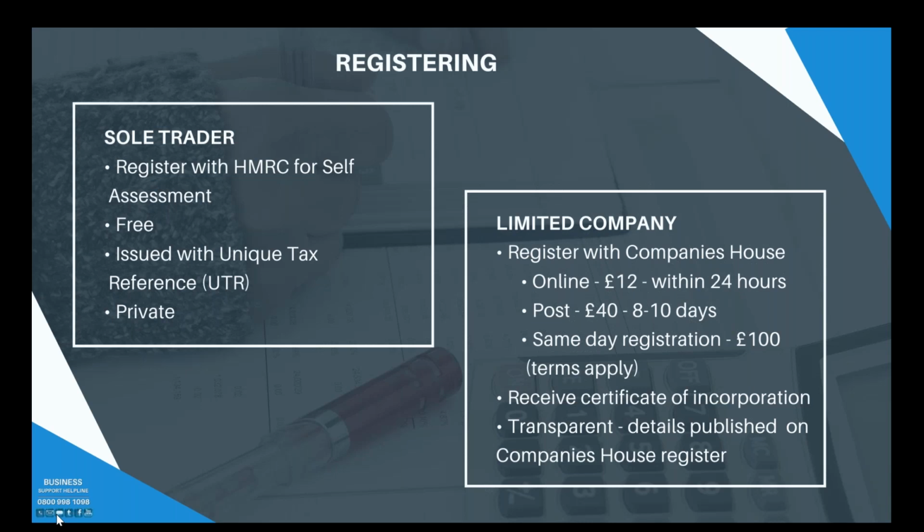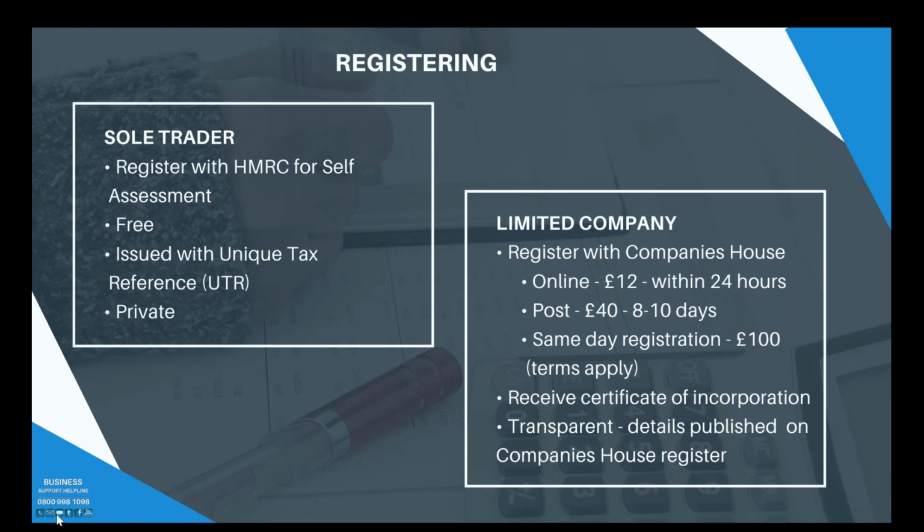There is a trading allowance, which means those who are self-employed and expect their gross income to be no more than £1,000 may not have to register for self-assessment. We can, however, still voluntarily register to pay Class 2 national insurance contributions.